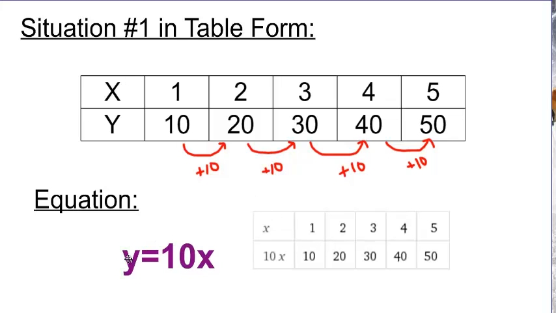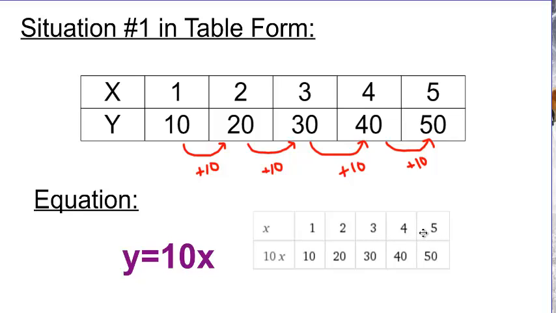Here our equation was y equals 10x, because as you look at the x value, if you multiply it by 10, you get our y value. 1 times 10 is 10, 2 times 10 is 20, 3 times 10 is 30, so on and so forth.